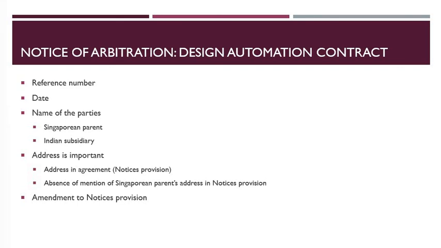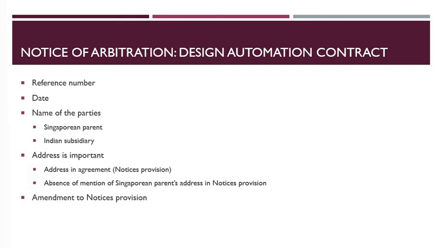The important aspect is the address. Assume that you have entered into an agreement which provides for the address of the parties to which all communications would be given. The notice provision, as such a clause is called, would also provide the manner of issuing notices. Here, the client is planning to drag the Singaporean parent in also. But the notices provision in the agreement may not explicitly list the address of the Singaporean parent. It is possible that since the signing of the agreement, the party may have moved to a different location, with or without informing the client. It would be better to amend the agreement immediately in such a case.